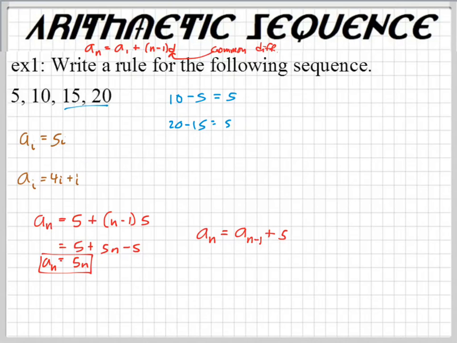What this says is that in order to find this, you take the previous number and then add 5 to it. Okay, now this is a recursive type rule, so it's a recursive sequence. Now here I'm just showing you how to write it recursively, but this would be the answer that you'd want to write down: a sub n equals 5n.